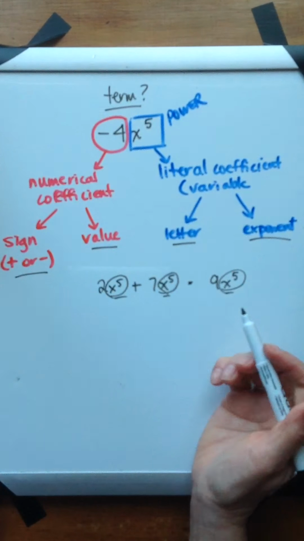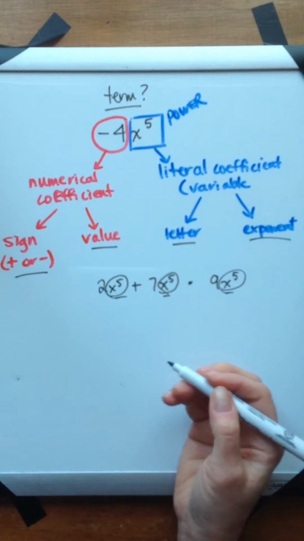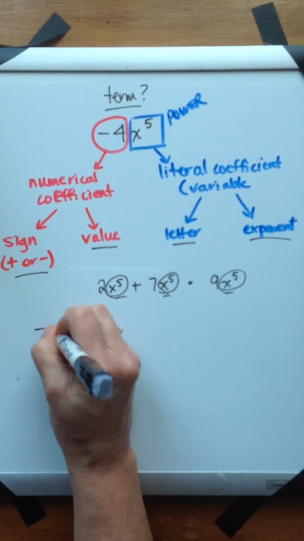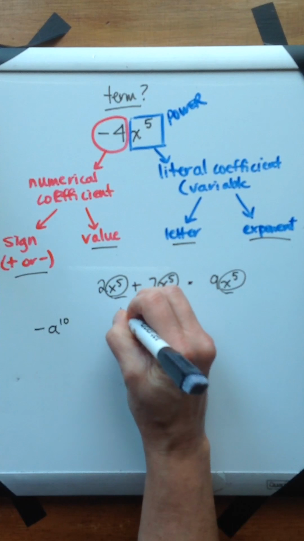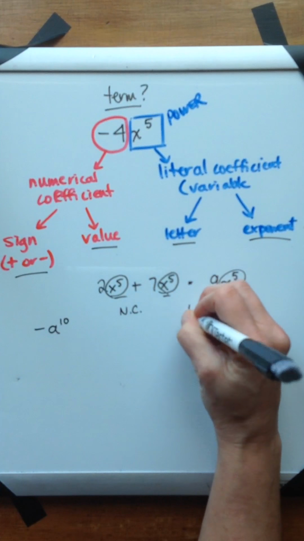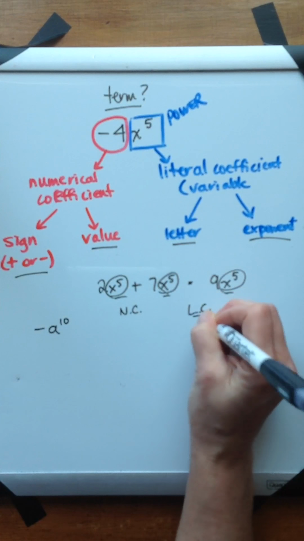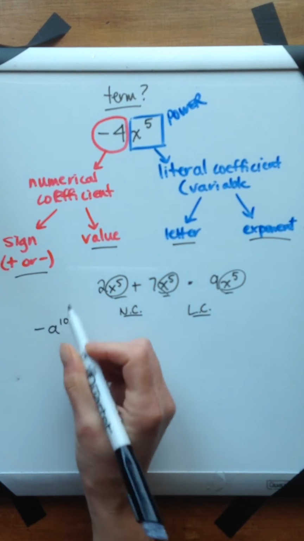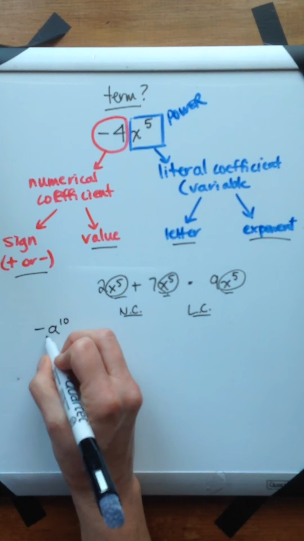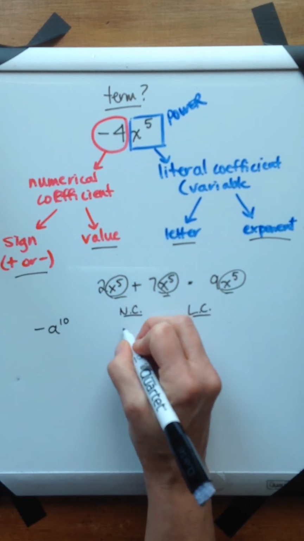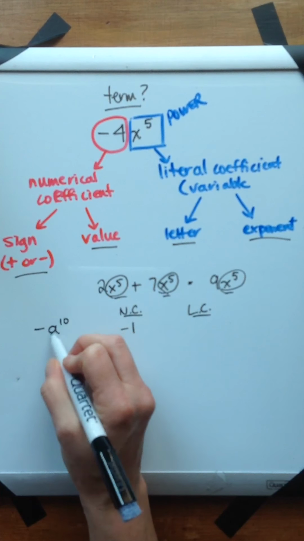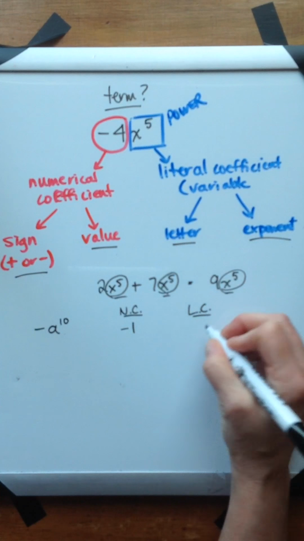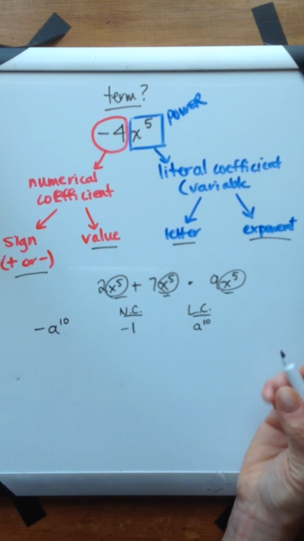So let's quickly review then what we've just learned. If I give you the term negative a to the 10th, can you tell me what the numerical coefficient would be and what the literal coefficient would be? Well, the numerical coefficient consists of both the sign and the value. If there's no value here, we assume that value to be a 1. The literal coefficient is the letter with its exponent, or this power, so it would be a to the 10th.